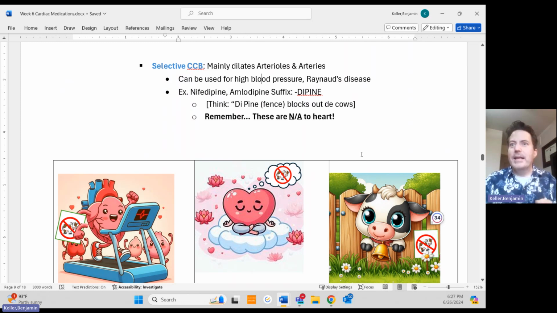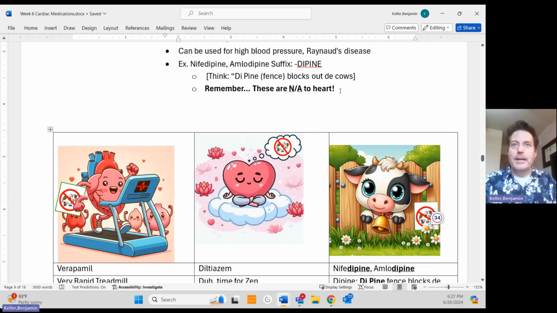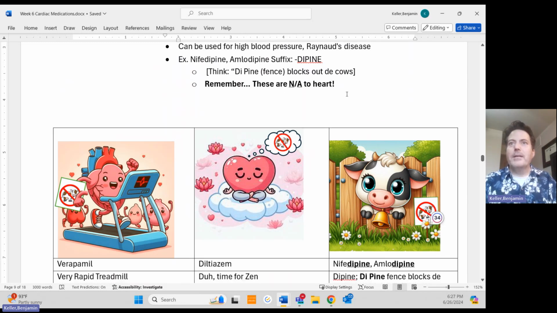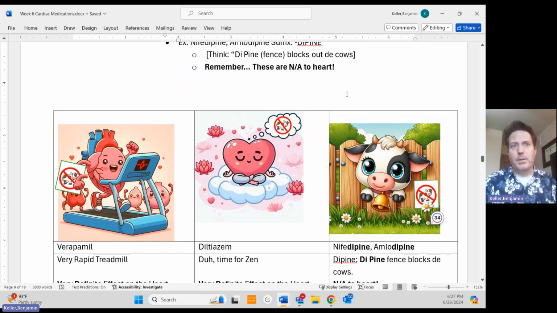And the way I like to think about that is this cute little cow I made for you. Dipine fence blocks the cows. And we'll talk about it in just a second. But remember that these are NA, nifedipine and amlodipine. They're NA to the heart. They're not applicable to the heart. They don't work on the heart. They only work on the blood vessels.